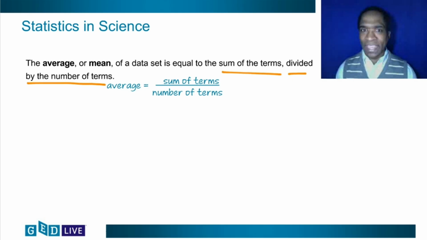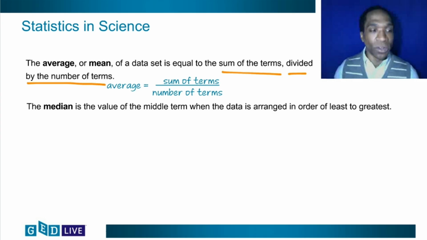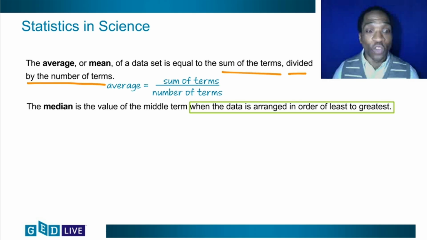Now, let's think about the median again. Think about that. Where in the list is the median? Is it the beginning, the middle, the end of the list? Well, we talked about it. It's the center. So this is the middle. The median is the middle term. But note what it's saying here. You can find that accurately when the data is arranged in order of least to greatest. So you want to make sure that the list of terms is in order first before you find the median.